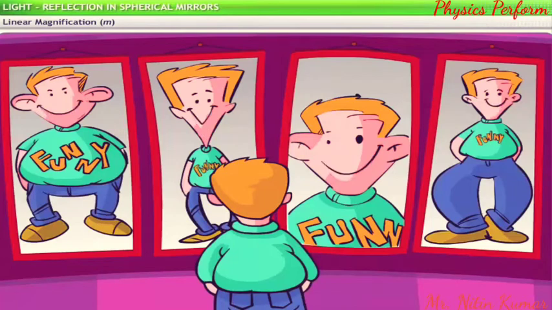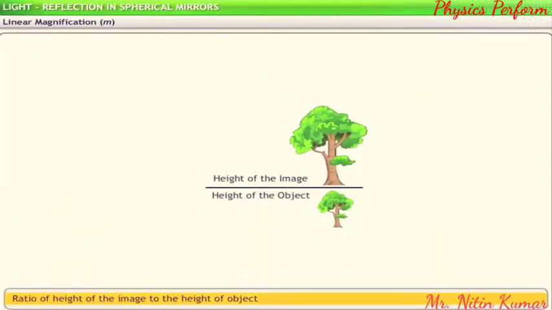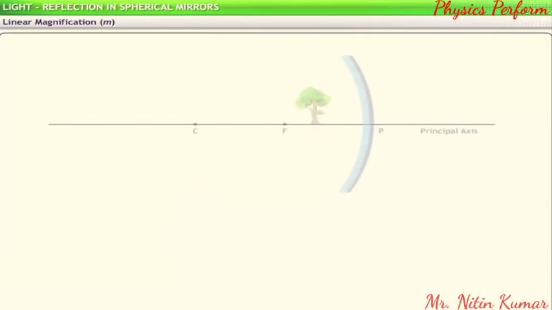The analysis of properties of images formed in convex and concave mirrors showed us that these mirrors present images that are either smaller or larger than the relevant objects. The ratio of the height of the image in a spherical mirror to the height of the object is called linear magnification. Linear magnification is denoted by small letter m.